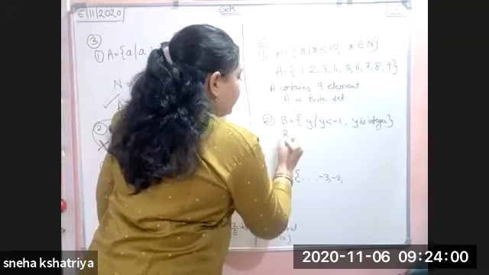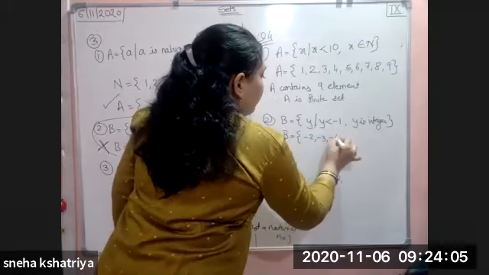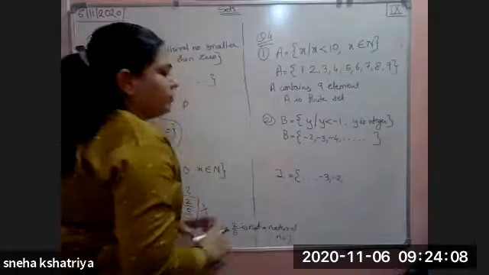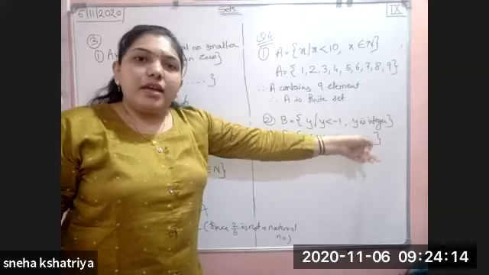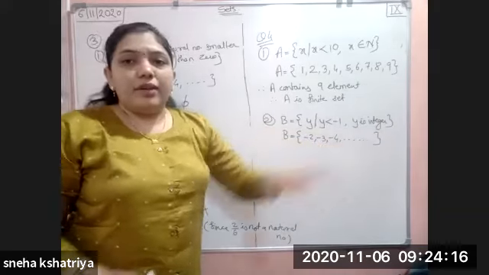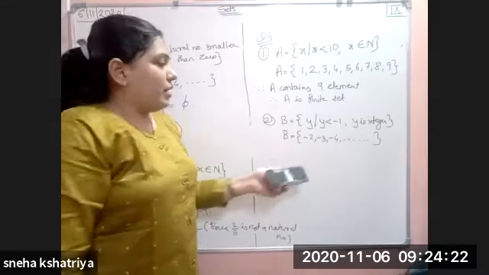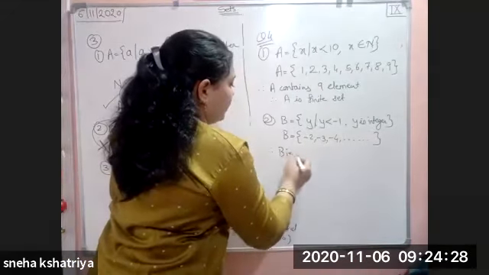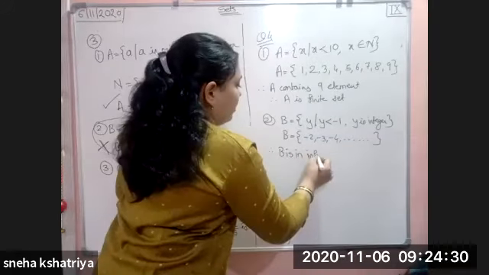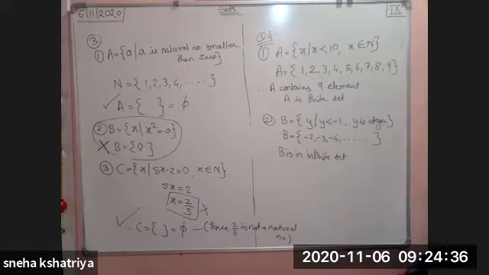So what will the set B be? -2, -3, -4, and so on. Now see, dot dot dot means what? It becomes an infinite set, because it is not countable. How many elements are there? We cannot count. That's why it becomes an infinite set. Therefore, B is an infinite set, because the number of elements is not countable.